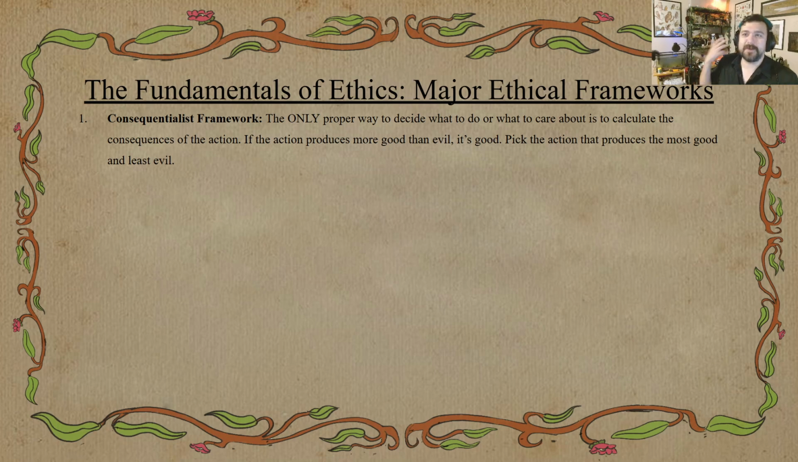It's very straightforward. Does your decision maximize the good and minimize the evil? If not, it's wrong. If so, it's good and right, and that's the one you should pick. So you see how putting on those glasses gives you a decision criteria, a frame and a structure for how you approach an individual case study or thought experiment and what your opinion should be.